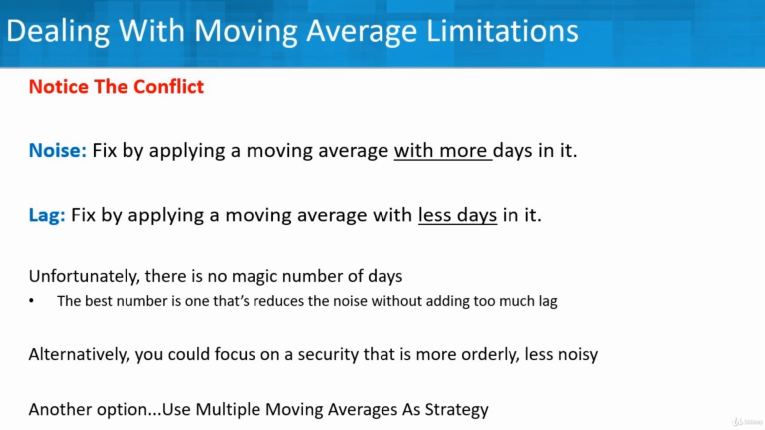Alternatively, what you could do is just focus on a security that's more orderly, or in effect less noisy, has less of these outliers and things, so it's a little bit more orderly. So if you have less noise, you can work on that lag part a little bit more and use a moving average with fewer days, because the security is moving in a more orderly fashion. So that's another way you could do it.